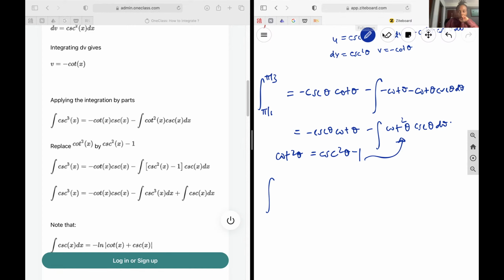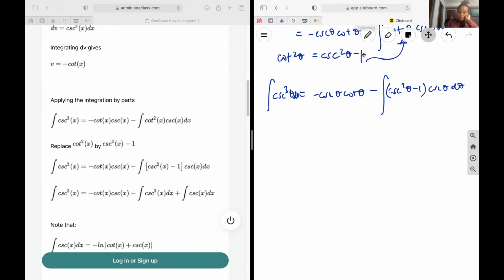I'm just going to put that right back in here so that what we're looking for is negative cosecant theta cotangent theta minus the integral of cosecant squared theta minus 1 into cosecant theta d theta, and this is equal to the integral of cosecant cubed theta d theta. And so this is going to give me negative cosecant theta cotangent theta minus the integral of cosecant cubed theta minus cosecant theta d theta.